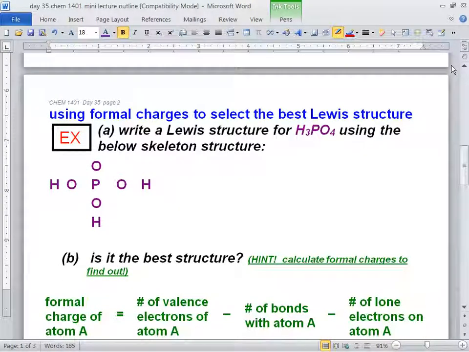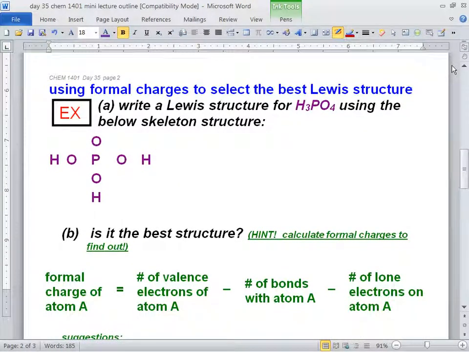So let's see if we can figure this out. Using formal charges, select the best Lewis structure. First, let's just do our general way of doing this. We add it up, figure out the total number of valence electrons, make octets on everything surrounding. Anything left over, Lorena, we put these dots where? In the middle. On which atom would it be? On the phosphorus, on the P. So let's do that first.